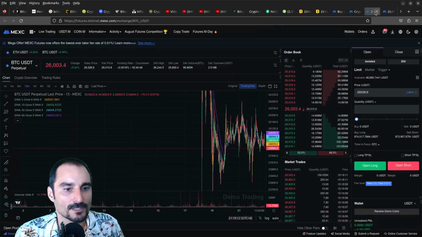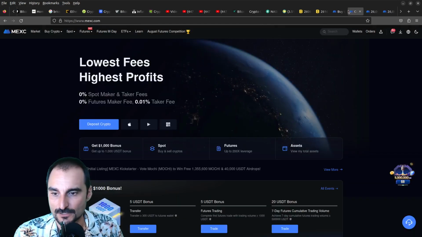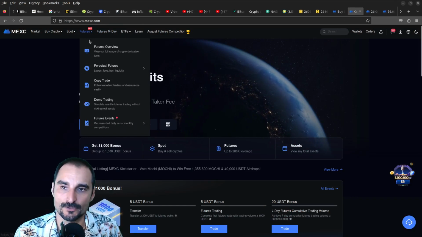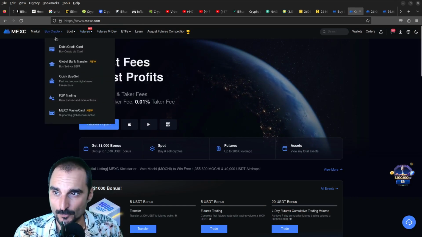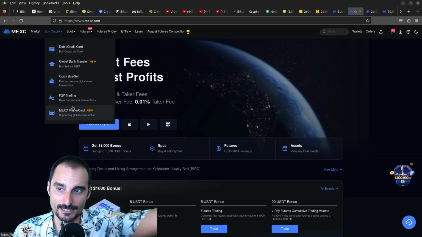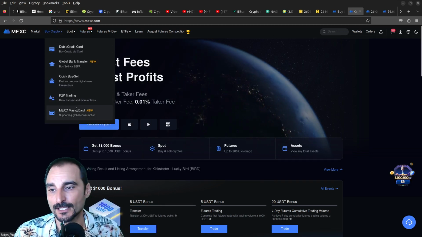Once the account is open, you can do two things. You can go directly to futures, or you can use crypto by buying crypto with this menu here that you have in MEXC, or by depositing crypto from another exchange. You can go here to wallet and deposit.